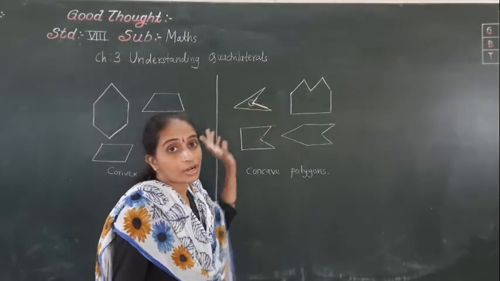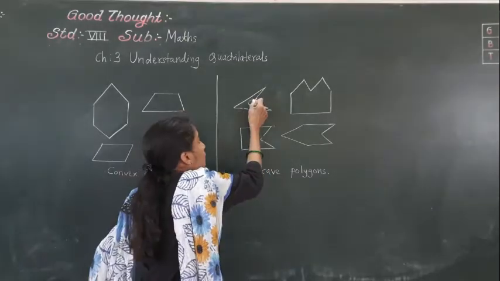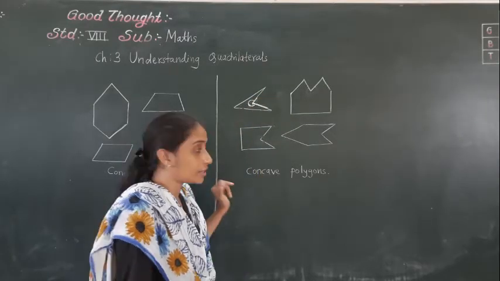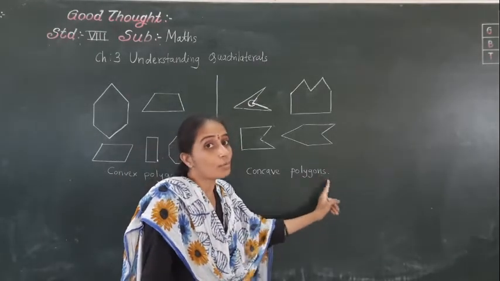Now, if you observe this figure, this angle is more than 180 degrees. Okay, in this figure, this angle is more than 180 degrees. So, what do we have to say for this figure? Concave polygon.